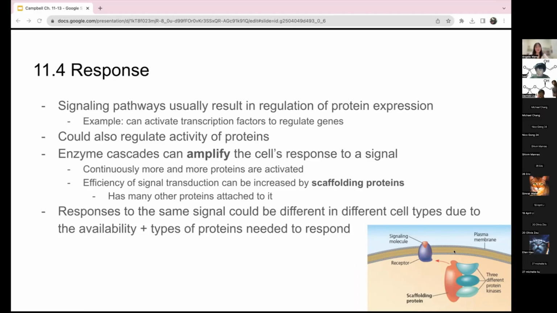And then the response to the same signal could also vary from cell to cell depending on the type and availability of receptor proteins and transduction proteins. So for example, one cell can respond well to one ligand since it has many receptors specific for that ligand, but another cell type may not respond that well to the ligand since it doesn't have the correct receptor proteins.